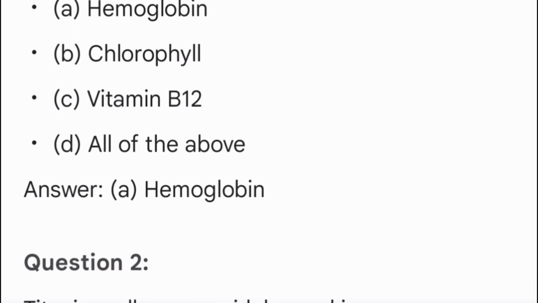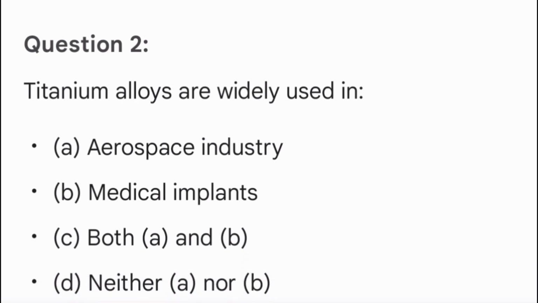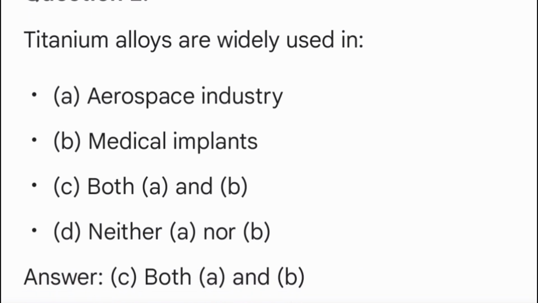Hemoglobin. Question 2. Titanium alloys are widely used in A. Aerospace industry, B. Medical implants, C. Both A and B, D. Neither A nor B. Answer C. Both A and B.